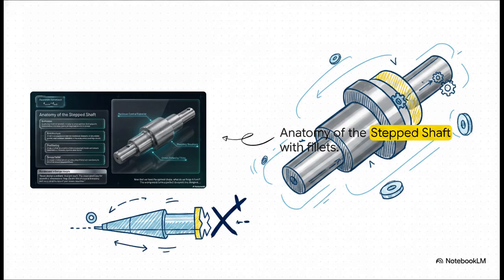And these steps aren't just there to look good. They provide physical mounting shoulders. Those shoulders let us precisely locate gears and pulleys, and they secure them against axial thrust. And hey, notice those tiny rounded internal corners at every step? Those are called fillets. They are absolutely mandatory to minimize stress concentrations. A sharp corner on a spinning shaft is essentially a pre-cut fracture point just waiting to snap.